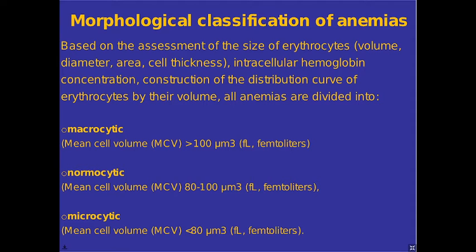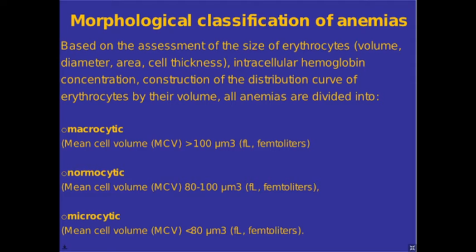Another type of classification is morphology, based on the assessment of the size of the red blood cell, including volume, diameter, area, cell thickness, intracellular hemoglobin concentration, and construction of the distribution curve of the erythrocytes. All anemias are subdivided into 3 types: macrocytic, with a large volume of the red blood cells, increased size of the erythrocytes, more than 100 femtoliters.